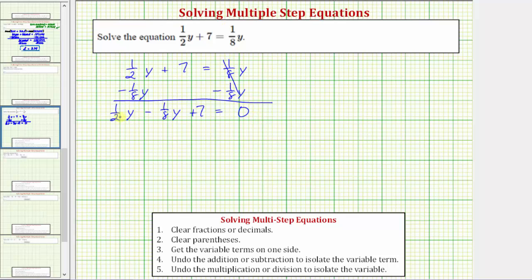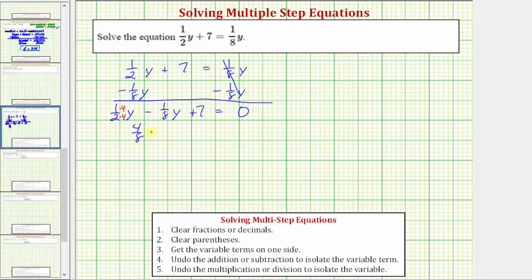Now let's work on combining the y terms on the left side of the equation. We know to find this difference, we must have a common denominator, hopefully the least common denominator, which would be the least common multiple of 2 and 8, which is 8. And since 8 is the least common denominator, we need to write 1/2 as an equivalent fraction with the denominator of 8, and therefore we'll multiply the numerator and denominator by 4. 1/2 is equivalent to 4/8, so we can write 1/2 y as 4/8 y.